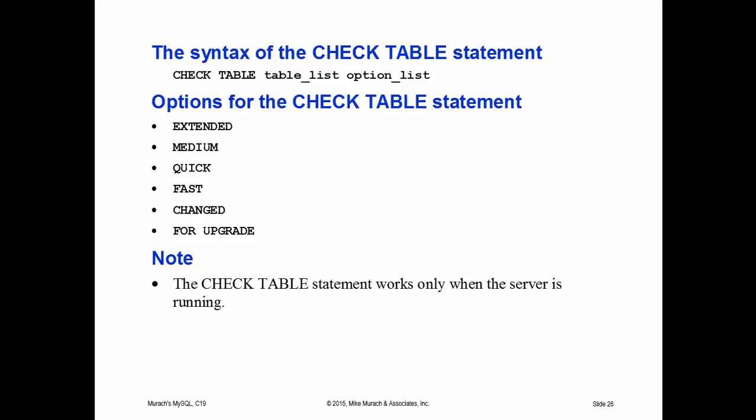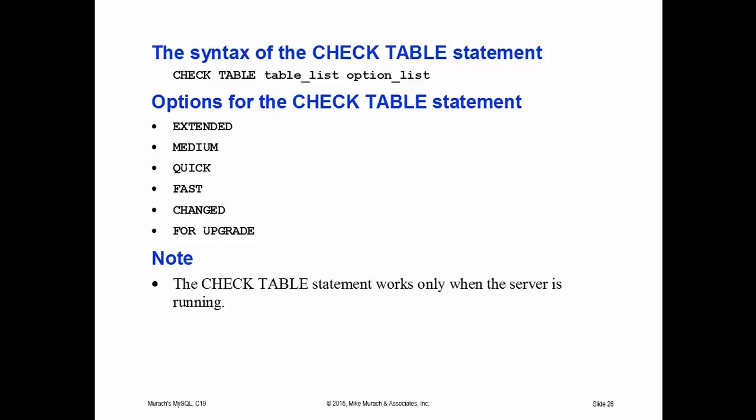Extended does a full scan of each row. This ensures that the table is 100% consistent, but it's time consuming. In other words, it's not going to happen in a matter of seconds. Medium does an average scan of each row. This is the default for a MyISAM table. Quick does a quick scan of the rows. Fast checks only the tables that have not been closed properly. Changed checks only the tables that have been changed since the last check or that have not been closed properly. And for upgrade checks whether the tables are compatible with the current version of MySQL.